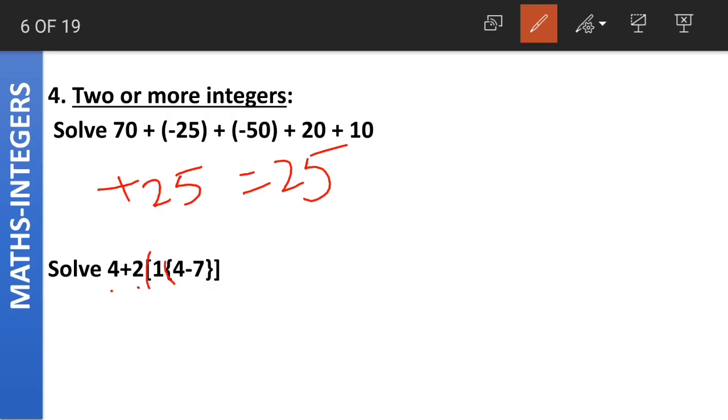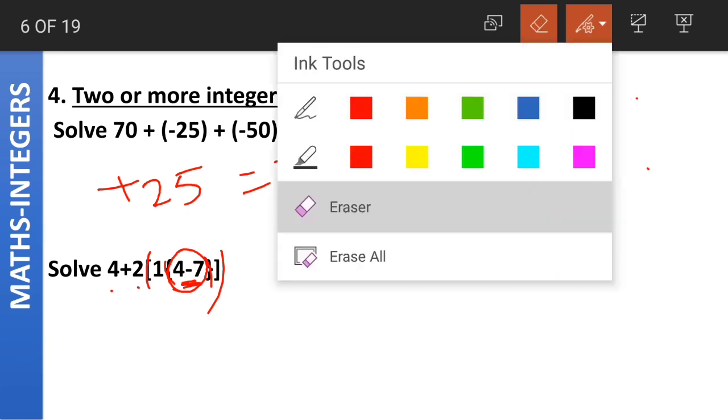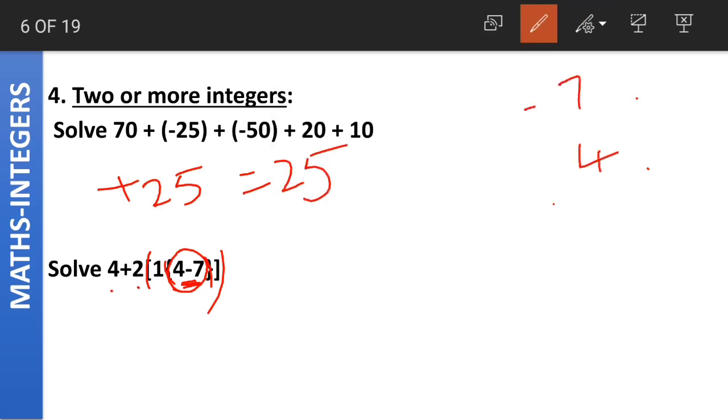Again, we have the confusion of brackets here. What should we do when we have such brackets? Go to the innermost bracket, which is this 4 minus 7. How do we solve 4 minus 7? We have one positive and one negative integer. We subtract the smaller absolute value from the larger absolute value.